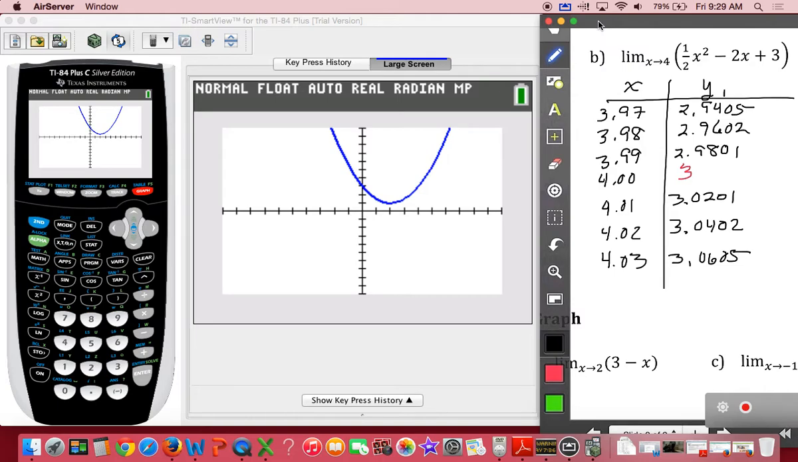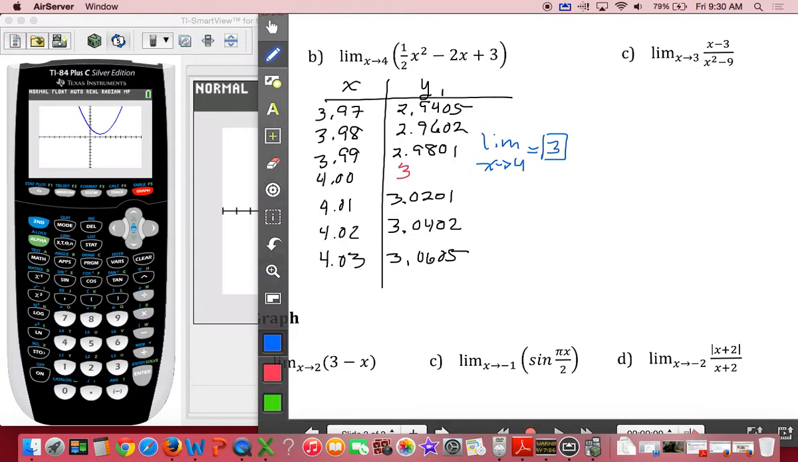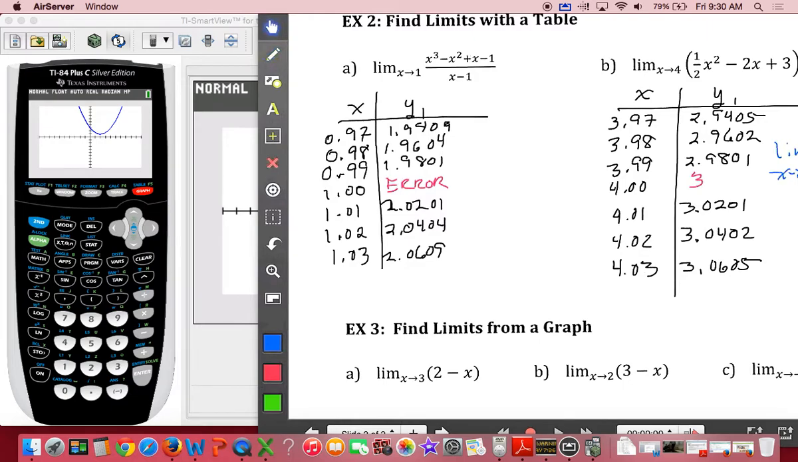Since we'll go back and write the limit on the other one as well. So the limit as x approaches 4 was equal to 3 on this one. And then let's, oh, you can't see that. Let's move this over. All right, so let's go back to this one and write in our limit there as well. So the limit as x approached 1 was what value? It was 2.